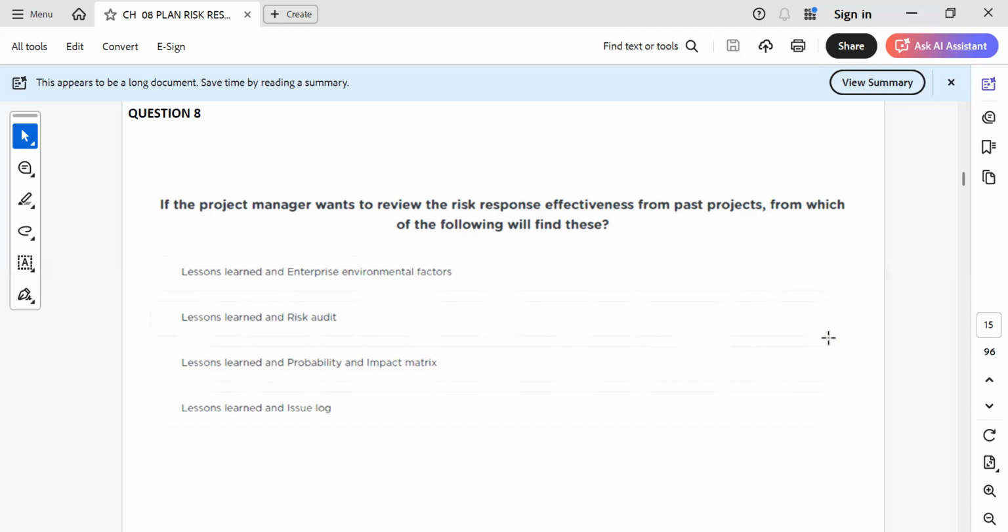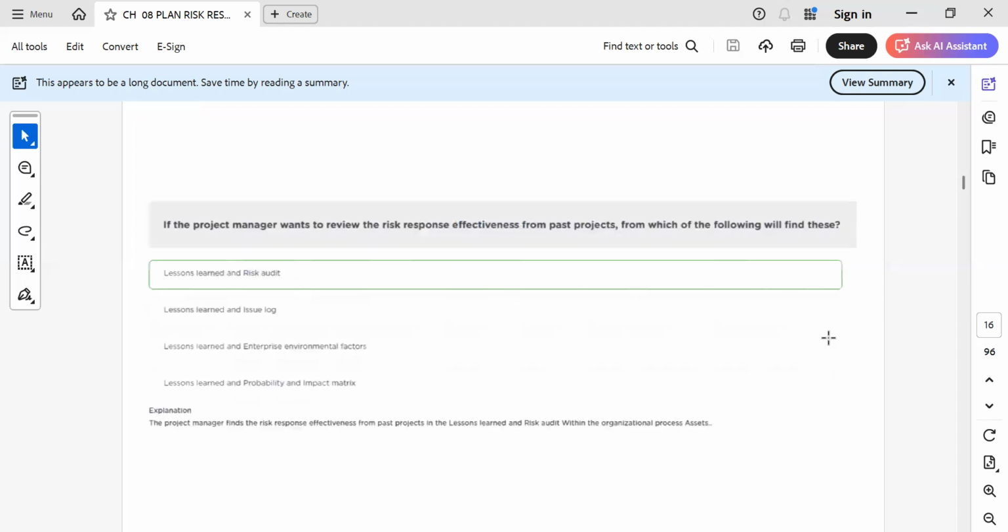If the project manager wants to review the risk response effectiveness from past projects, from which of the following will you find this? Lessons learned and enterprise environmental factors, lessons learned and risk audit, lessons learned and probability and impact. It is risk audit and lessons learned, because it is asking about past projects, right?